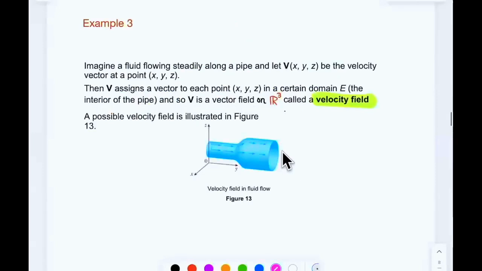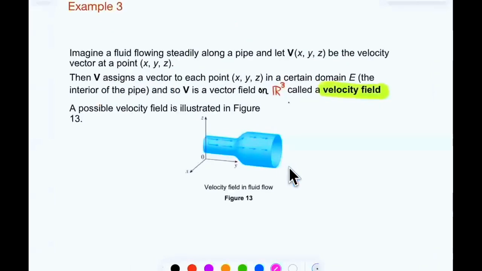Now let's go back. Now look at this example over here. We imagine a fluid flowing steadily along a pipe, and let v(x, y, z) be the velocity vector at this point x, y, z. We assign a vector to each point x, y, z in a certain domain E, which is the interior of the pipe. So V is a vector field on R3 called a velocity field. You look at this picture over here. This is a possible velocity field illustrated.